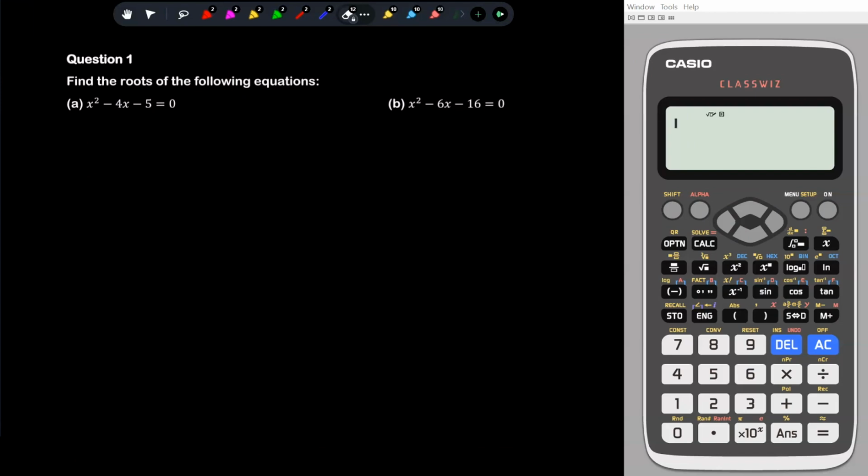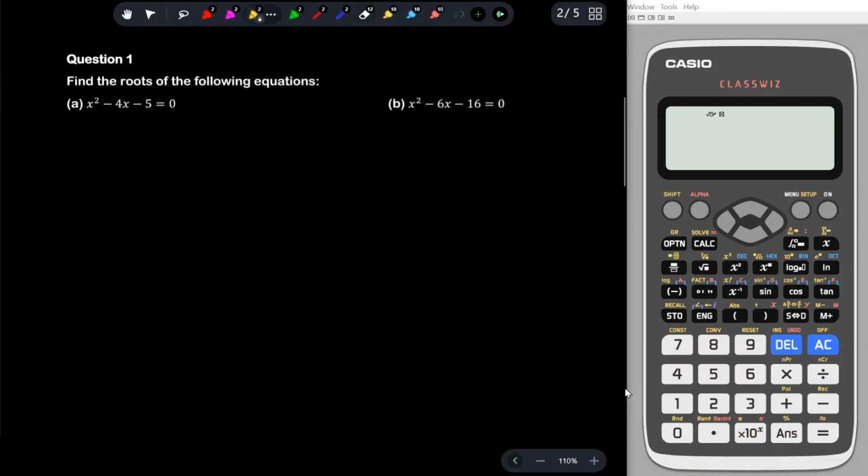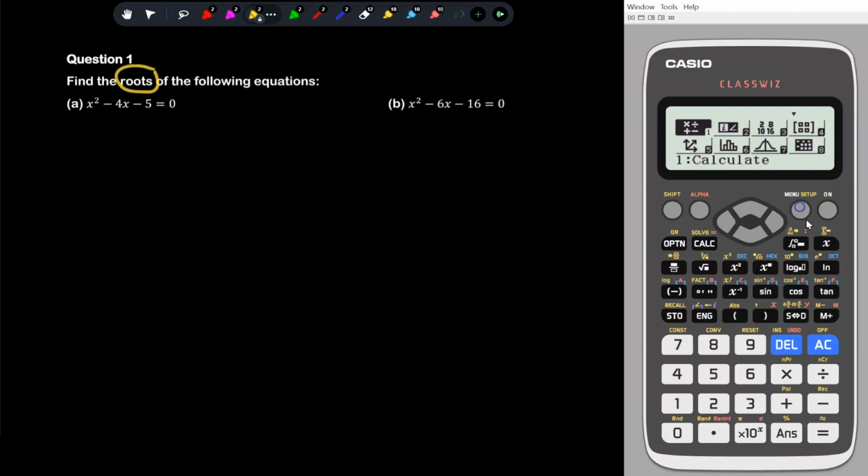Let's look at question number 1. Find the roots of the equation. So find the roots. I'm going to show you how to find the roots using the Casio calculator. So we go to menu, then we press right until we can see equation, which is A. So press alpha, and then the negative button, which is the A.